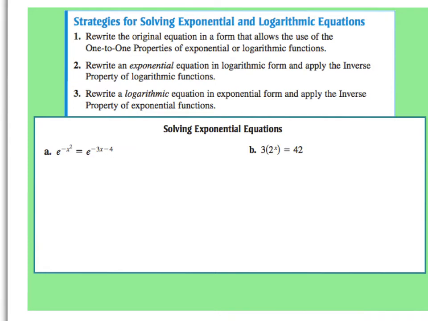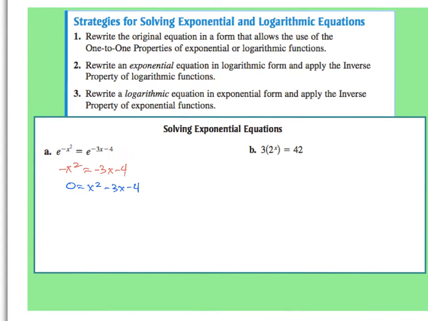All right, so part A. I have e to the power of negative x squared is equal to e to the power of negative 3x minus 4. What property could I use? I could use the one-to-one property because they have the same base. So now I end up with negative x squared is equal to negative 3x minus 4. Now, how do I start this process? I add x squared over. So now it's set equal to what? 0. So now I have x squared minus 3x minus 4 is equal to 0.